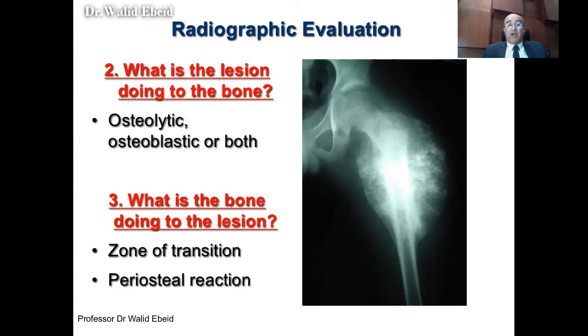The third question would be, what is the bone doing to the lesion? We mean by the zone of transition or the margin and the periosteal reaction. So it's either an ill-defined margin or a well-defined margin. And here it's definitely an ill-defined margin. The periosteal reaction in this X-ray is evident. You see a Codman's triangle, you see sunburst appearance.